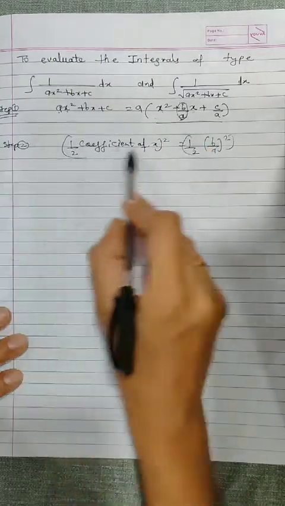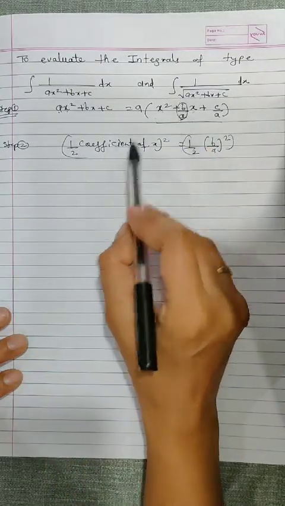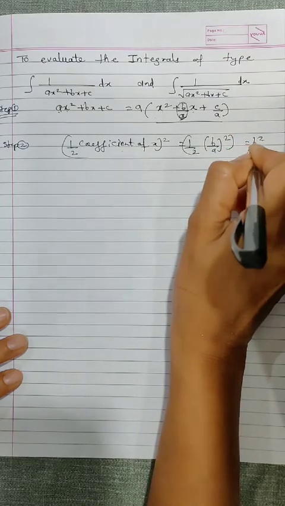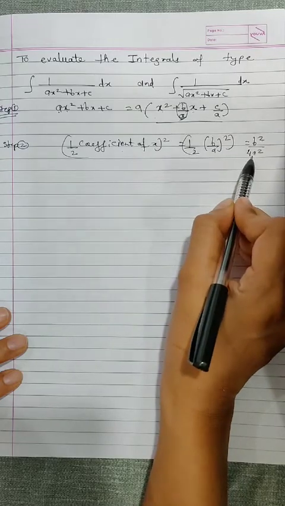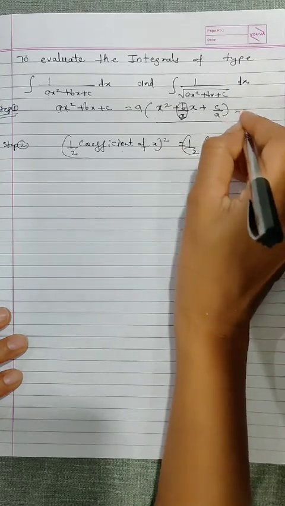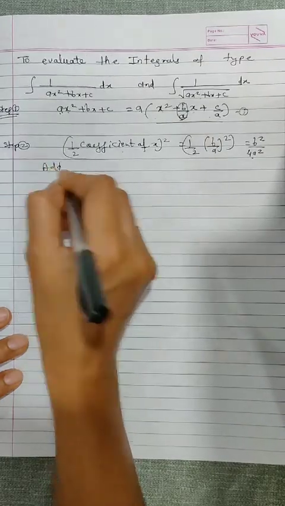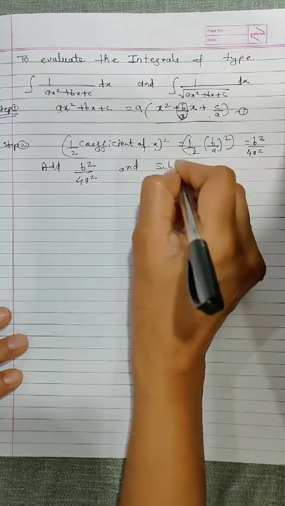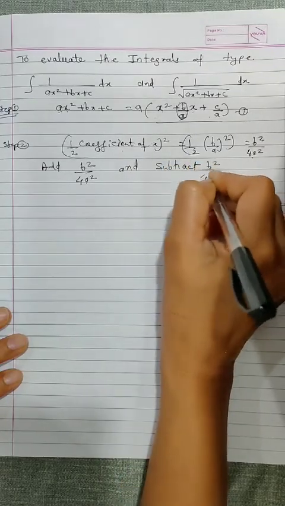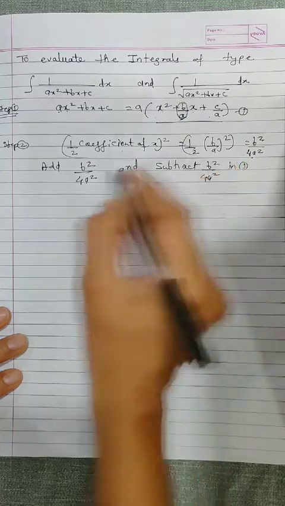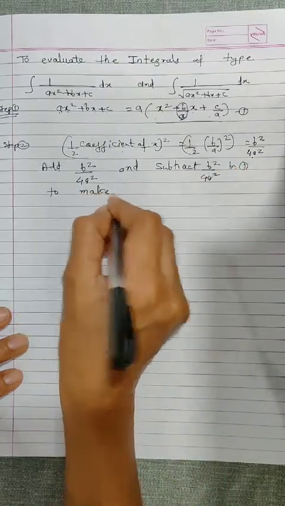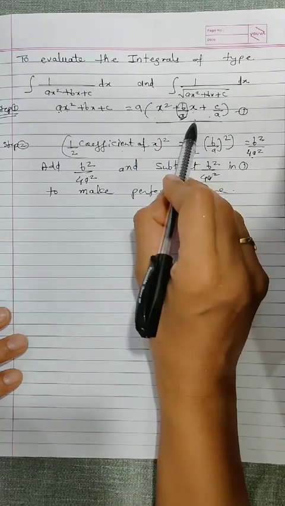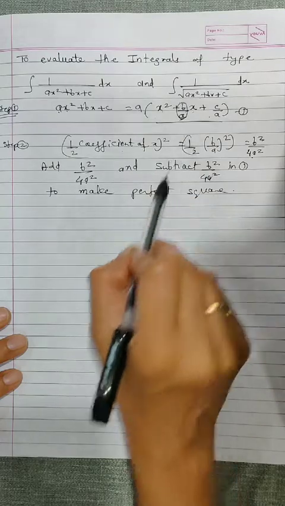Okay students, so step 2 is what? Take the coefficient of x, its half and its square. So it will be b square upon 4a square. Now you have to add and subtract this term. See, I say this is equation 1. So we have to add b square upon 4a square and subtract b square upon 4a square in equation 1 to make a perfect square. And after making the perfect square, we have to apply the special integral formula and then solve.